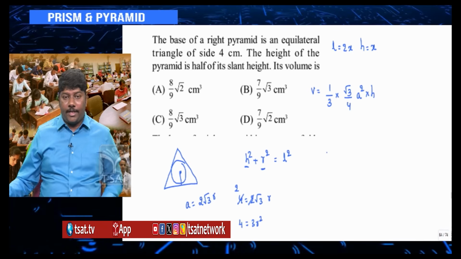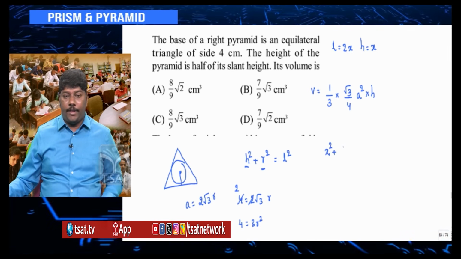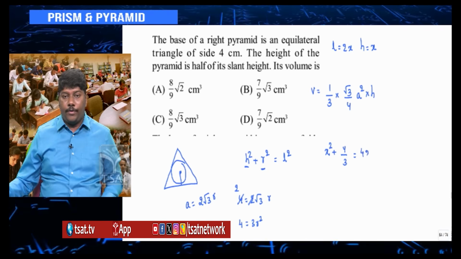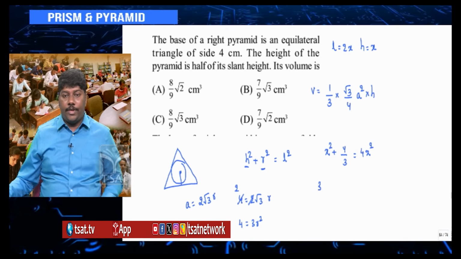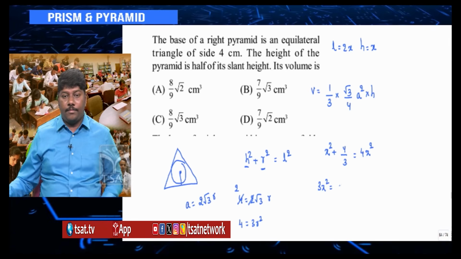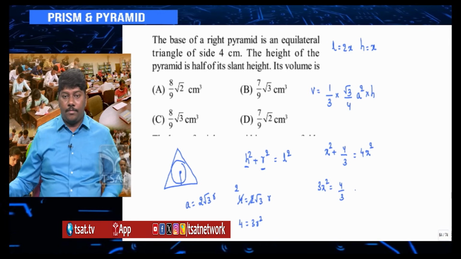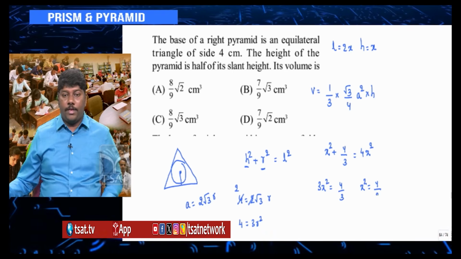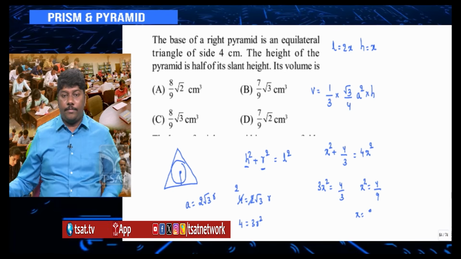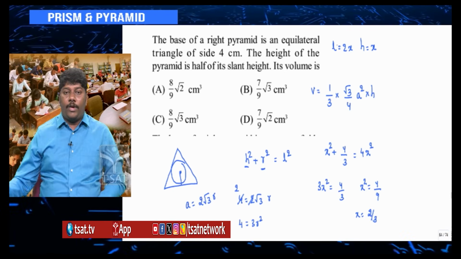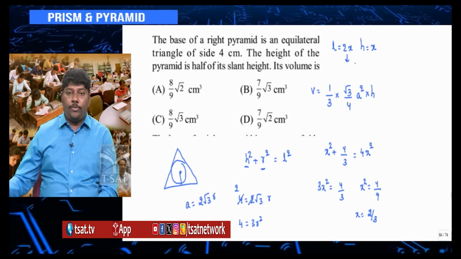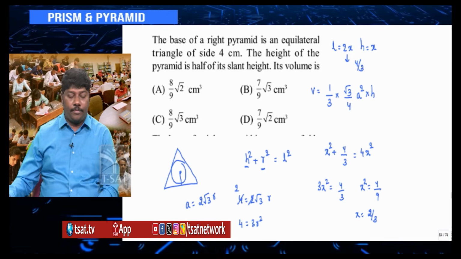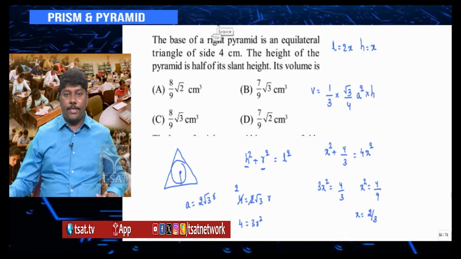h square is nothing but x square plus 4/3 is equal to L square, which is 4x square. So 3x square is equal to 4/3, x square is equal to 4/9. Therefore, x is equal to 2/3. What is the slant height? 2/3 into 2, which is 4/3. But we do not need the slant height; the h value is enough.